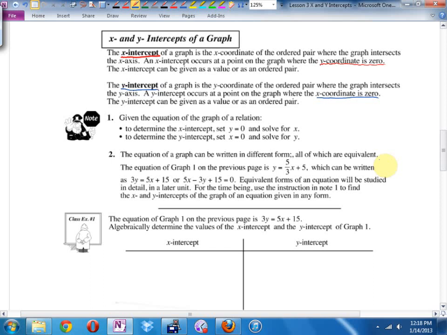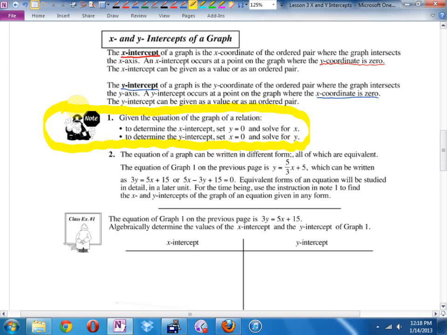So here's the big idea. If I give you the equation and ask you to find the x-intercept, let every y be 0: replace every single y with a 0, and then solve for x. Figure out what x has to be. Sometimes you'll be able to do it in your head. Sometimes you have to do some equation solving.